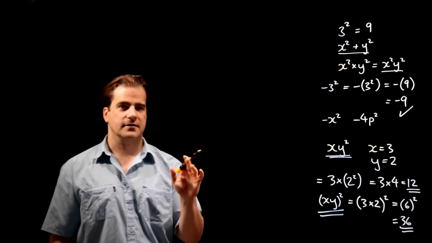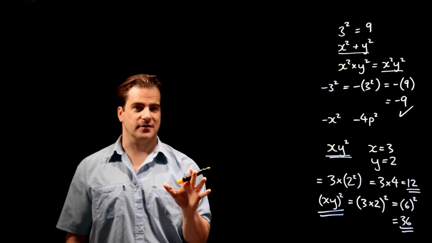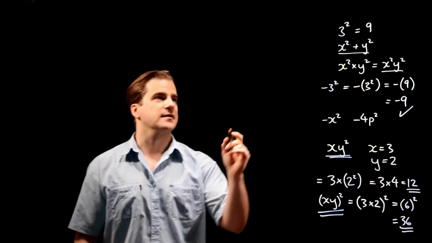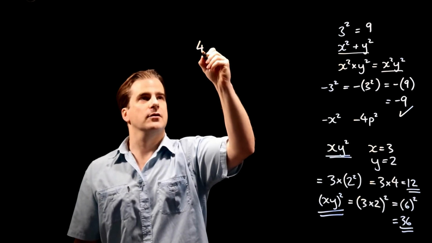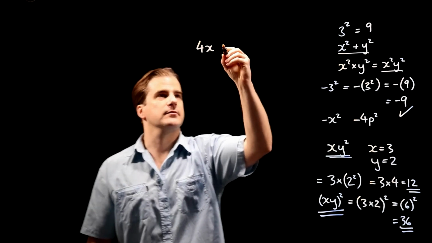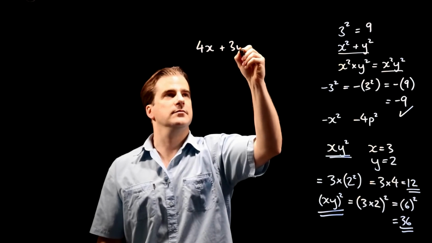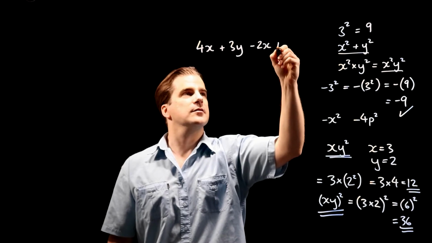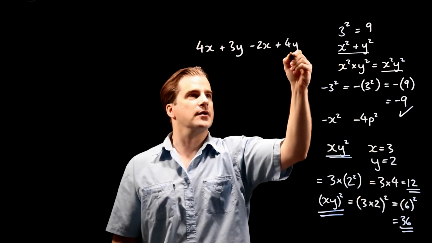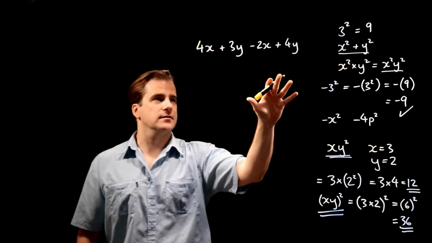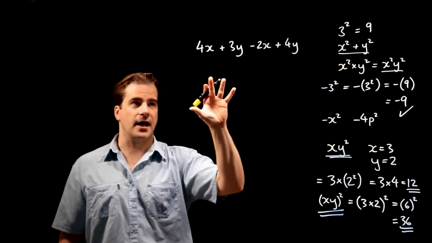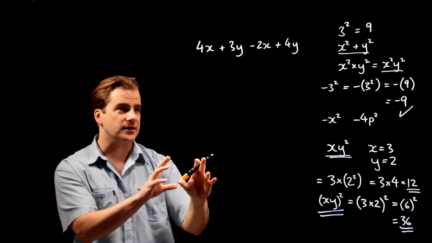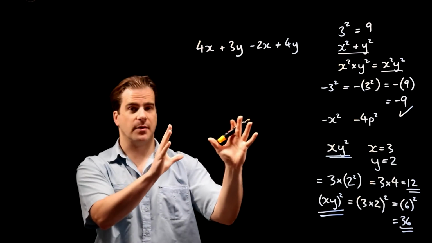You often hear the phrase "combine like terms" in algebra. What does that mean? Well, let's say you have 4x plus 3y minus 2x plus 4y. That's what you'd describe as an algebraic expression. There's no equal sign, so it's not an equation, it's just an expression that stands by itself.